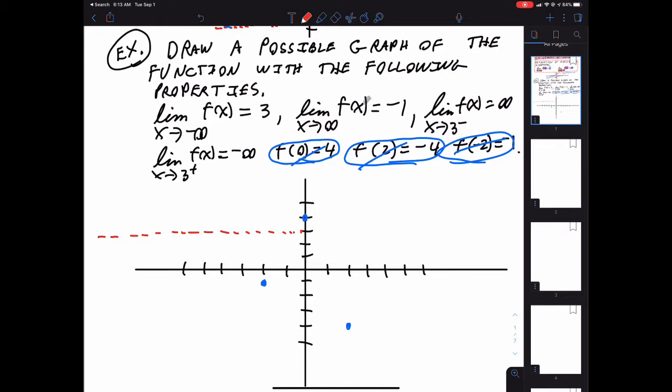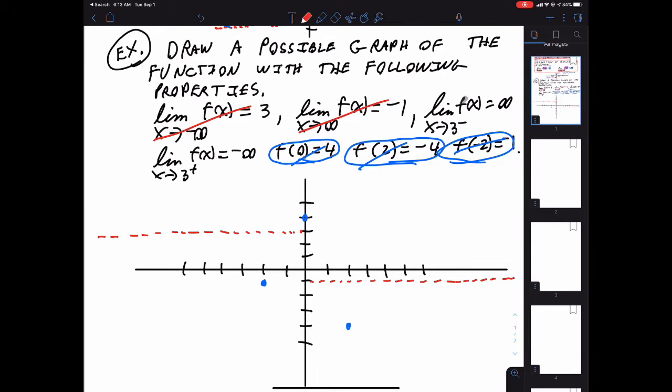Now this statement here says as I move to the right, the function gets really close to negative 1. So to the right, I'm going to draw a horizontal asymptote at negative 1. So we've taken care of those two statements. Now, this is the one here you have to recognize.